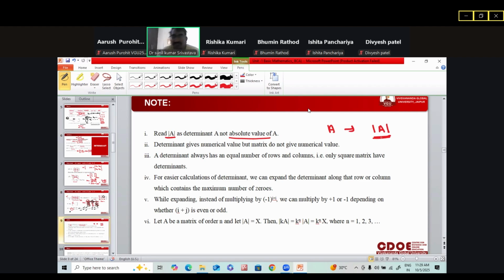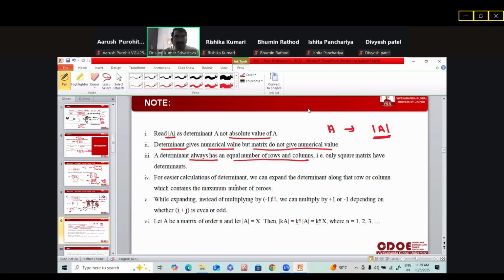Absolute means its value is always positive. But a determinant can be negative, it can be 0, or any value itself, but it's a scalar value. So it's not absolute value. This is the difference here. Determinant gives a numerical value, but a matrix does not give numerical values. A determinant always has a numerical value like 0, 2, 1, 5, but a matrix has no numerical value. A determinant always has an equal number of rows and columns. The number of rows and number of columns should be equal.